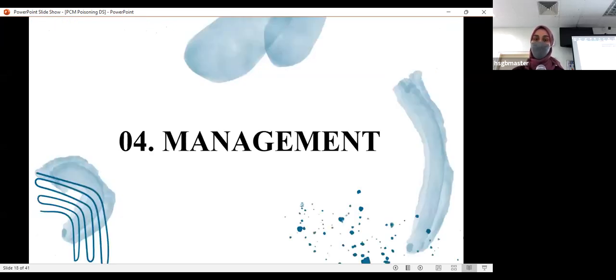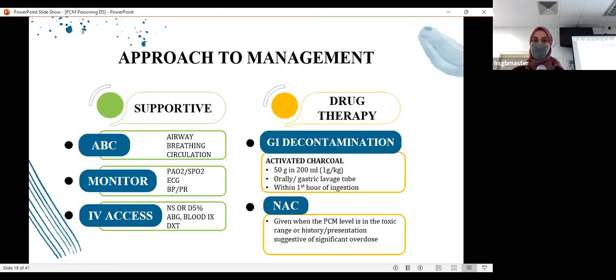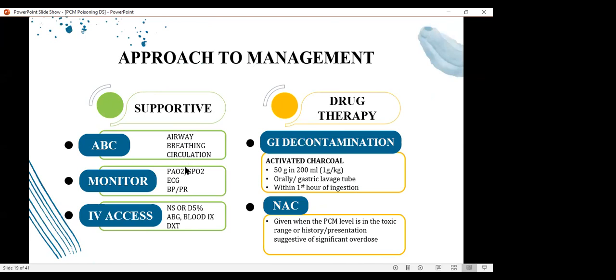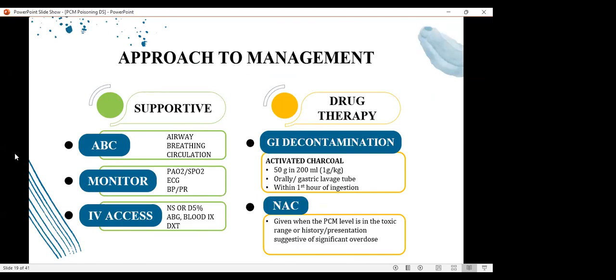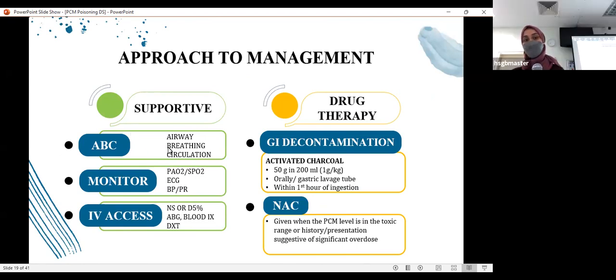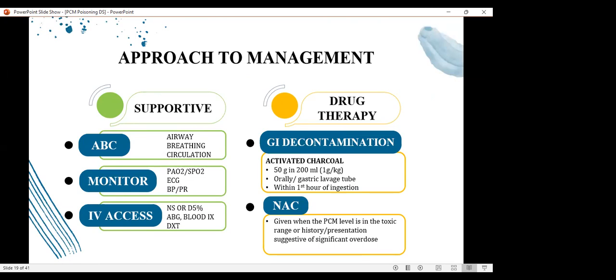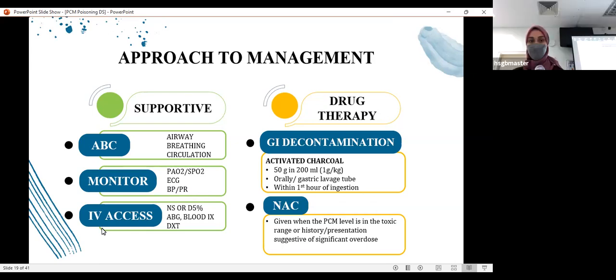comatose. All right, so how do we manage PCM poisoning? So the approach of management applies to all emergency cases. You start off with airway, breathing, circulation. So if the patient comes to you with an obstructed airway and the patient is unable to maintain the airway, you can consider intubation. If the patient's SpO2 is not sufficient and the patient's breathing effort is poor, you can give the patient oxygen supplementation. If the patient is hemodynamically unstable, you can consider giving the patient fluids. So you should monitor the patient's vital signs and establish an IV line.